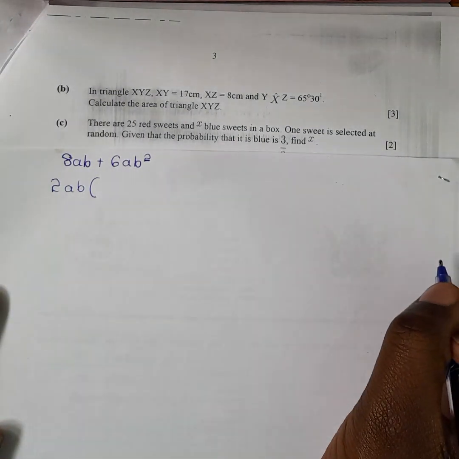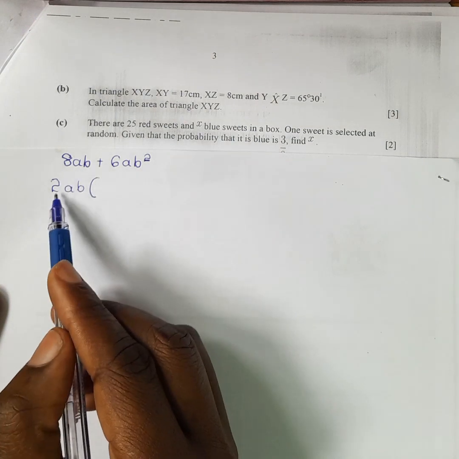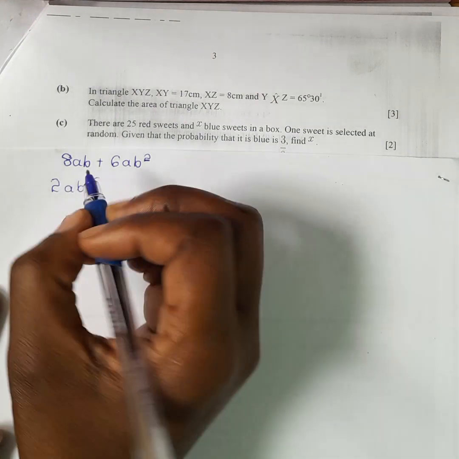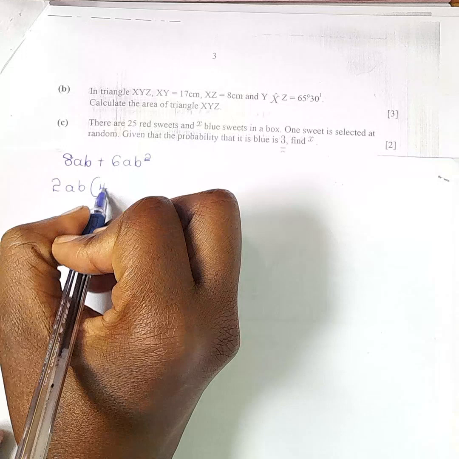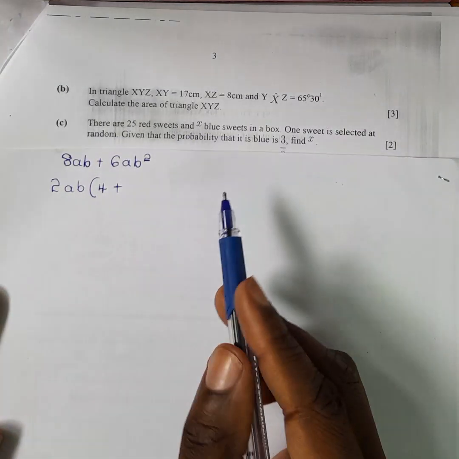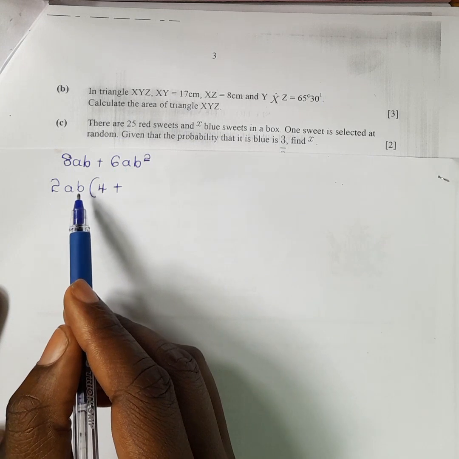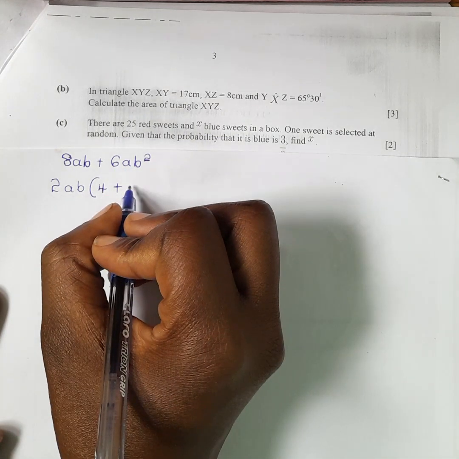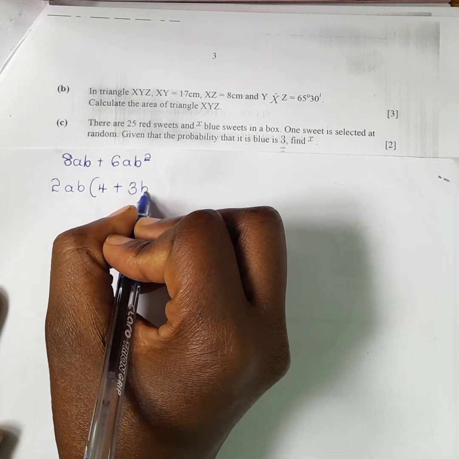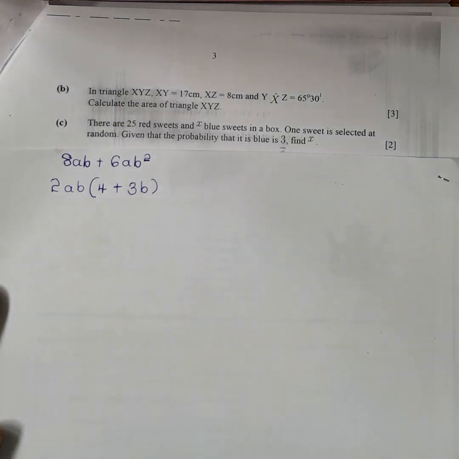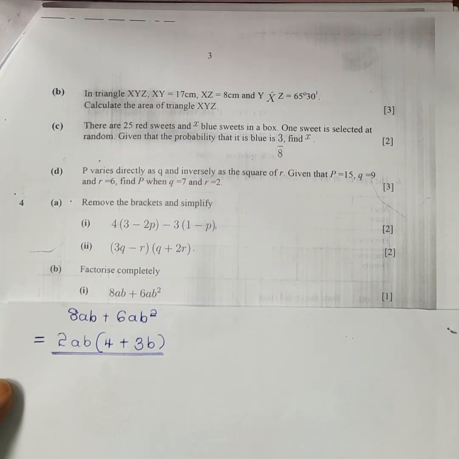And then we say 8ab divided by 2ab, we obtain 4. And if we say 6ab squared divided by 2ab, we obtain 3b. So this is going to be our final answer. The question carried 1 mark, so by doing this you obtain the 1 mark on number 4b part 1.